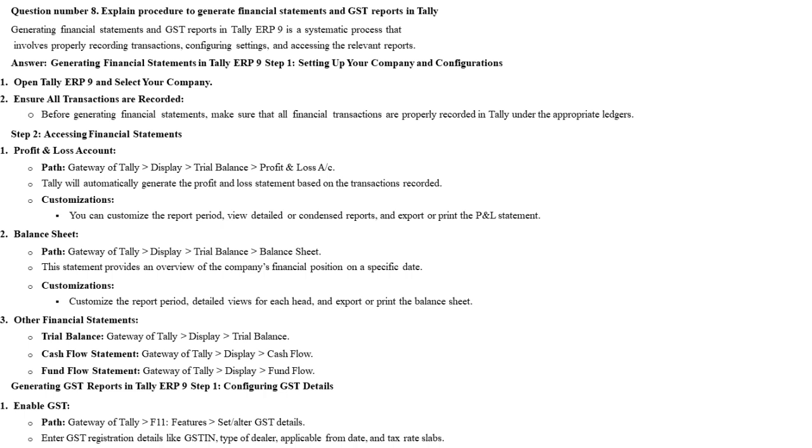Step 1. Configuring GST details. 1. Enable GST. Path: Gateway of Tally, F11, Features, Set/Alter GST details. Enter GST registration details like GSTIN, type of dealer, applicable from date, and tax rate slabs.